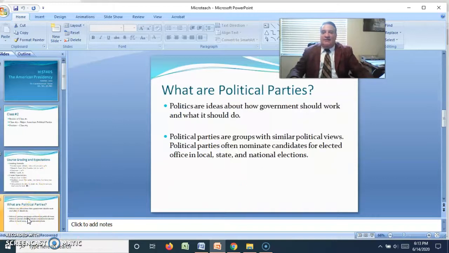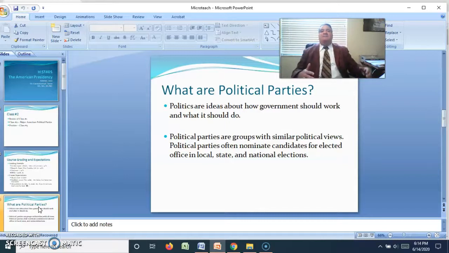For now, what I'd like to do is get to our theme again, major American political parties. But before we get to the major ones, let's talk about what political parties are to begin with. Well, politics is ideas about what governments should do. For example, somebody might think the government should raise taxes. Somebody might say, no, lower taxes. Somebody may think our military is too big and too expensive and we need to make it smaller. Others think it's not big enough and we need to make it bigger. And so these are political ideas.